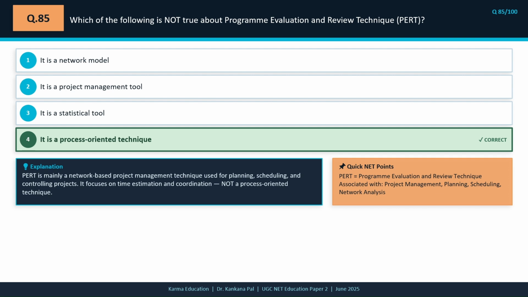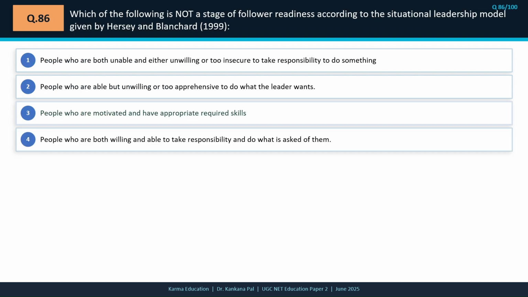Excellent. Now, moving on to question number 86. Which of the following is not a stage of follower readiness according to the situational leadership model given by Hersey and Blanchard? Option 1, people who are both unable and either unwilling or too insecure to take responsibility. Option 2, people who are able but unwilling or too apprehensive to do what the leader wants. Option 3, people who are motivated and have appropriate required skills. Option 4, people who are both willing and able to take responsibility and do what is asked of them.